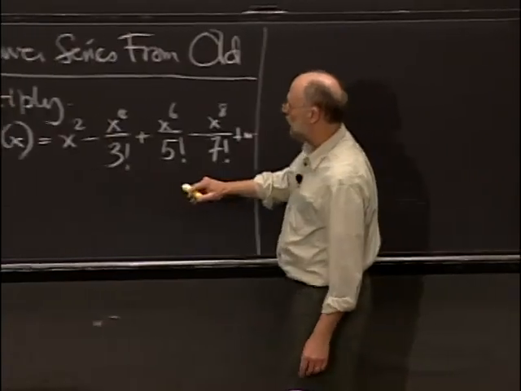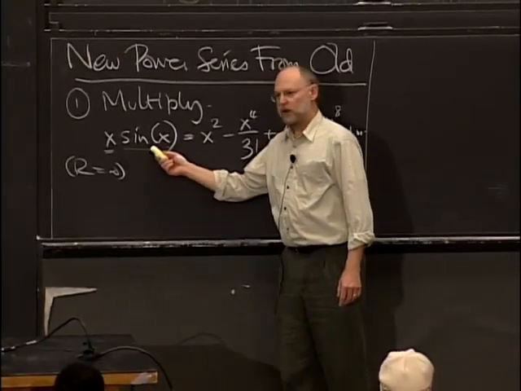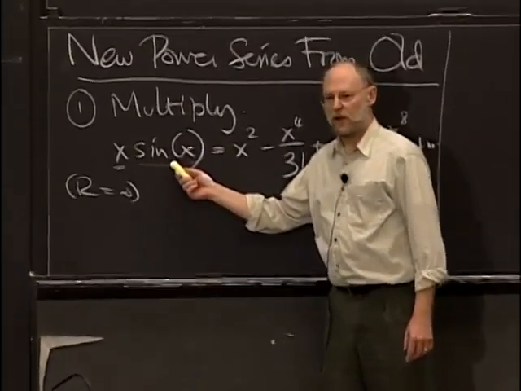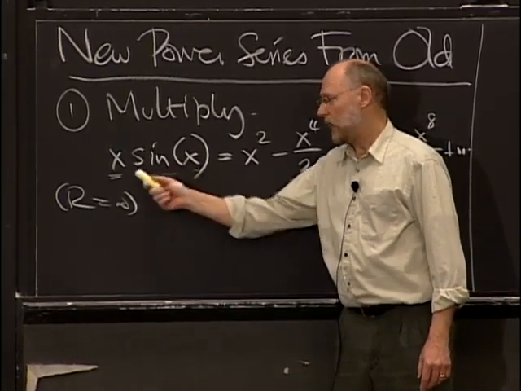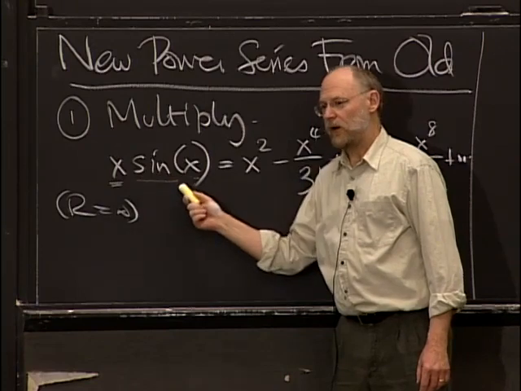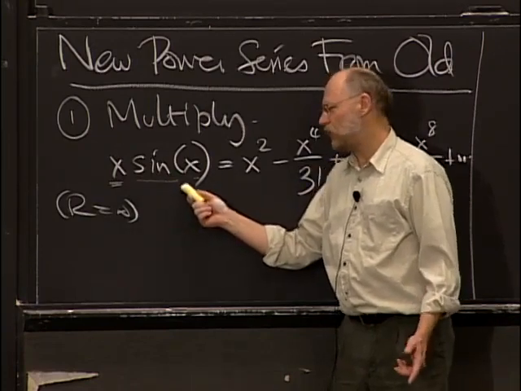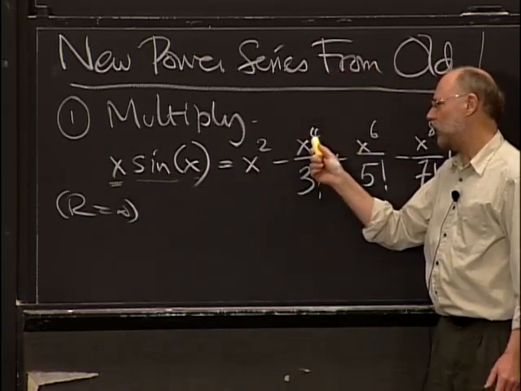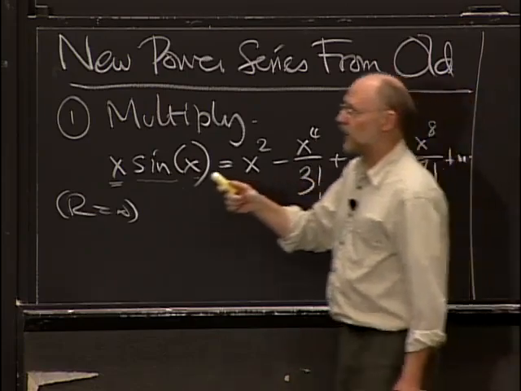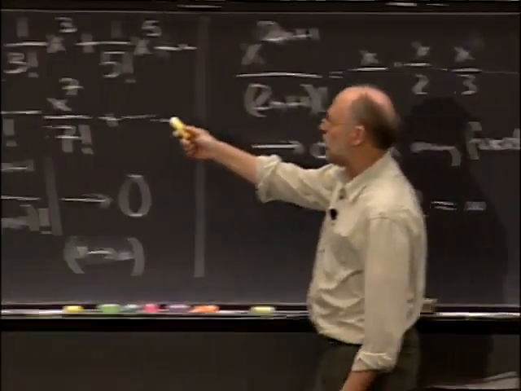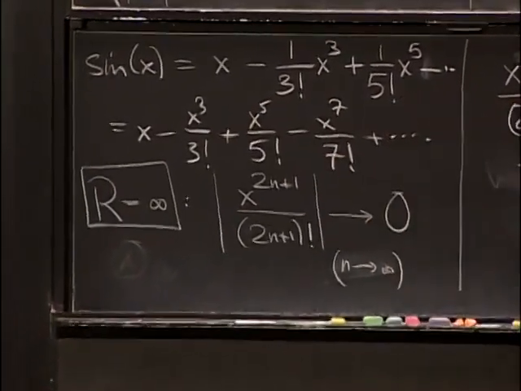Notice something, by the way. Do you know about even and odd functions? So sine is an odd function. x is an odd function. The product of two odd functions is an even function. And that's reflected in the fact that all the powers that occur in the power series are even. For an odd function like the sine, all the powers that occur are odd powers of x. That's always true.